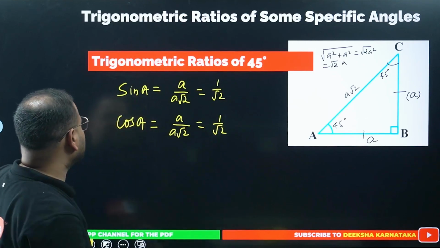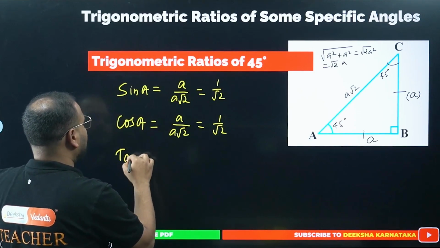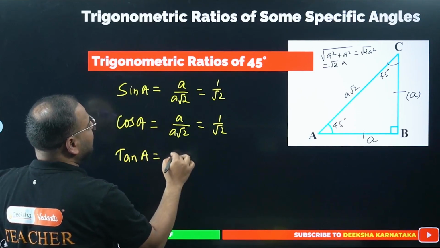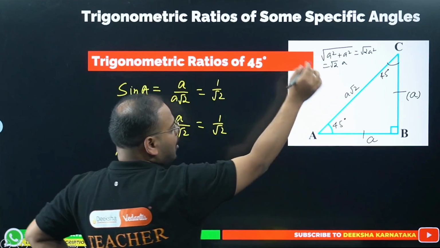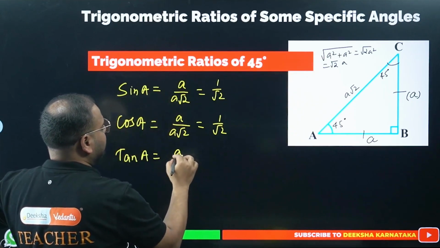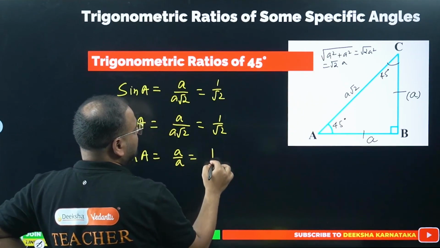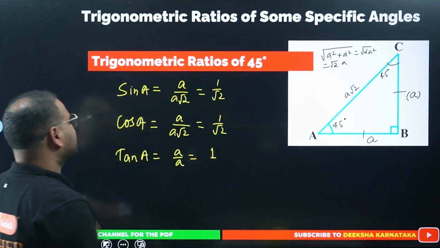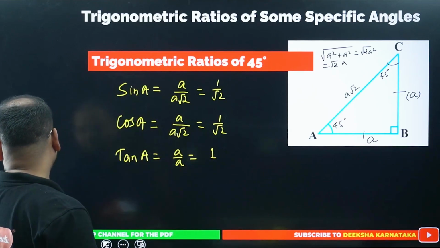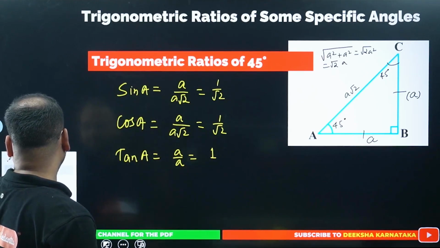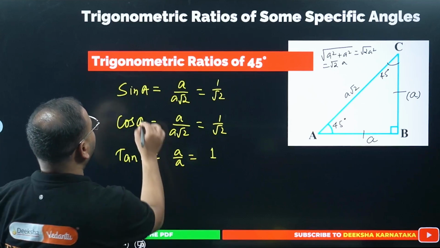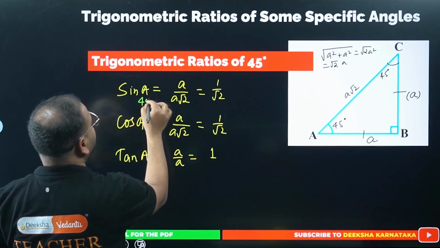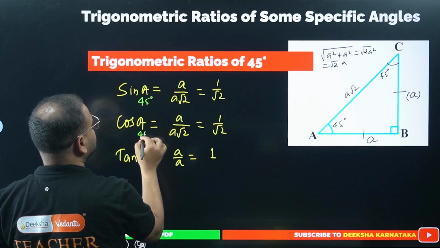What about tan A, sir? Let's do the last one, sir. Tan A is perpendicular or opposite by adjacent. So a by a. A by a cancel each other, 1. So what we've got? Sin 45. What is a? A is 45, na? Every place a is 45 degrees, sir.